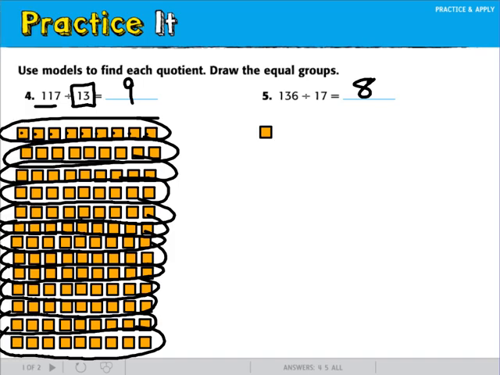Alright. Now, we did 4 and 5. What I'm going to be looking for tomorrow from you is that you finish to number 12. Okay? Finish number 12 tonight.